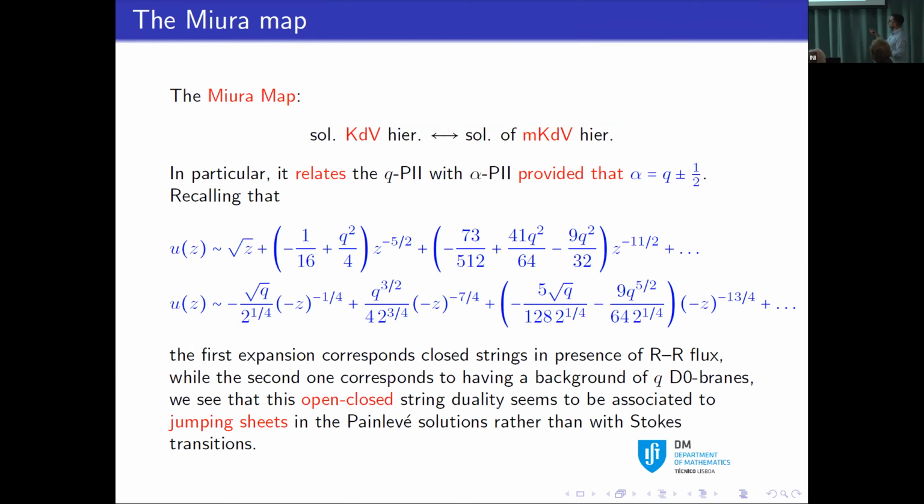So now what we can see from here, you see this is the 4th cover and this is the double cover, is that this open-closed string duality seems to be associated to jumping sheets, not to crossing Stokes lines. But I cannot guarantee that crossing a Stokes line is not seen by this crossing of a sheet. So I don't know if these 2 things can be connected somehow.